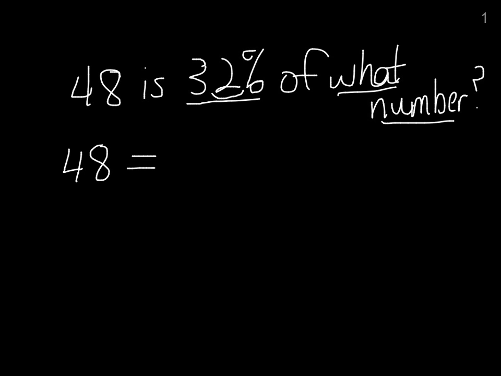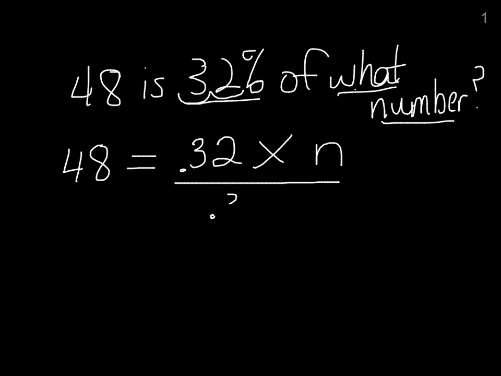I want to change to a decimal, so I would move it over twice and write 0.32. My of becomes times, and my what number is what's missing, so I'm going to use an n for that. So again, we're trying to find out what the n is, so we need to get rid of the things on the same side of the equal sign as the n. So I'm going to write divided by 0.32. That lets us cancel that out and makes it nothing over there, but just the n left.